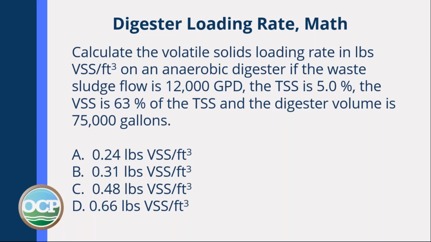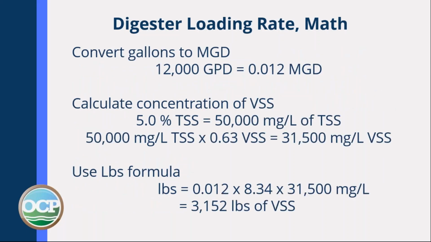Okay. What did you get for the answer? Correct answer, 0.31 pounds of volatile suspended solids per cubic foot. Let's see how we did it. First, we have to convert our gallons to million gallons. 12,000 gallons divided by a million gives you 0.012 million gallons per day.